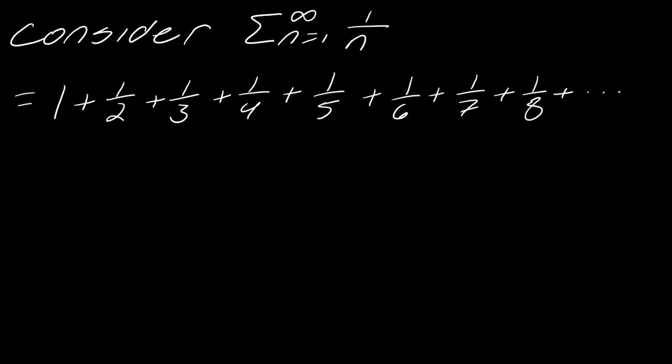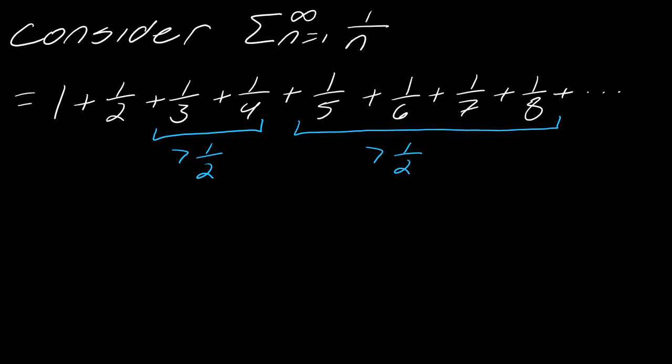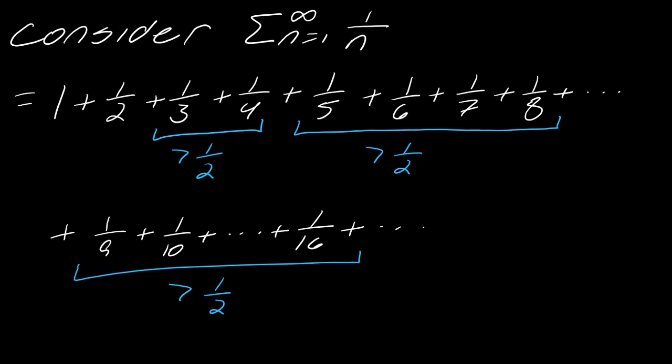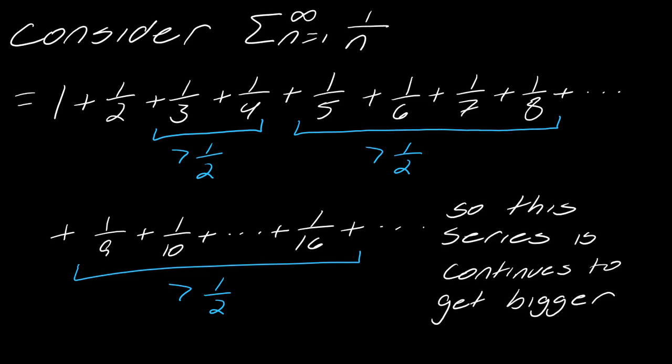What I want to point out is that the sum of the third and fourth terms is greater than 1/2. As we continue on, this next part of the sum is also greater than 1/2. And from terms 1/9 to 1/16, this is also greater than 1/2. So you can see this is slowly growing. We're slowly adding on more terms, even if it's slowly, so the series is continuously getting larger and larger.